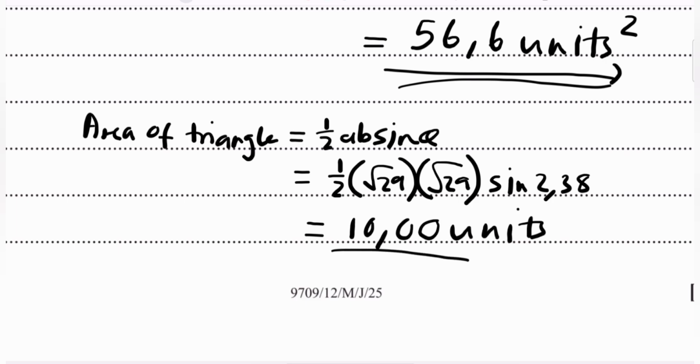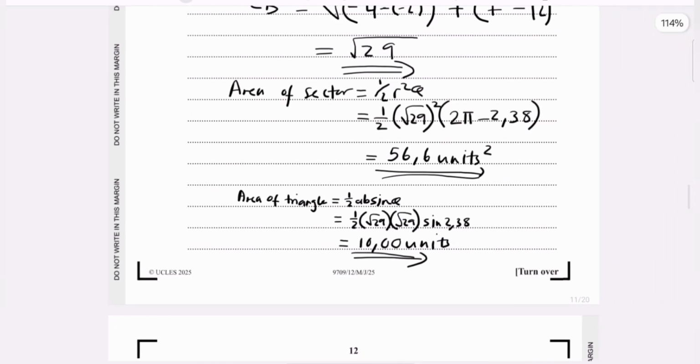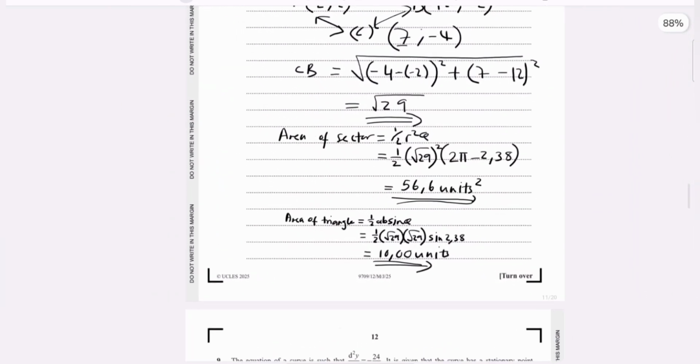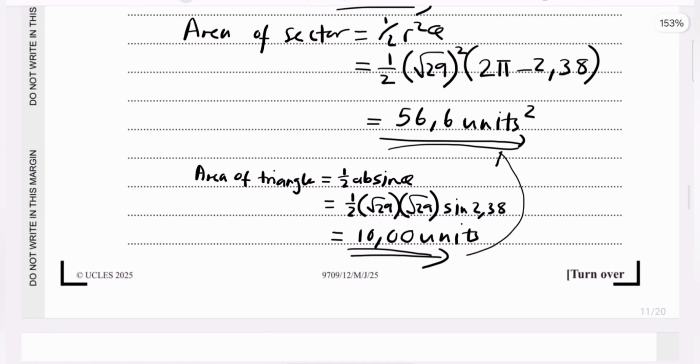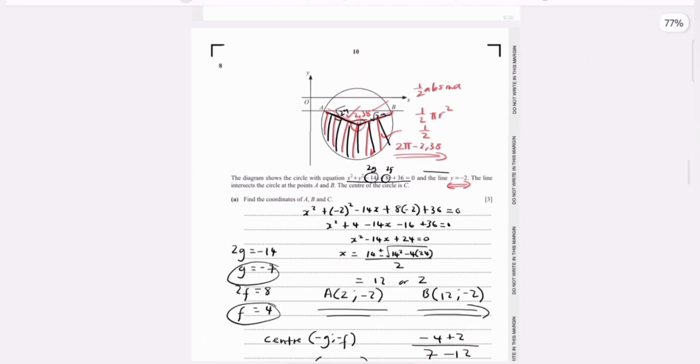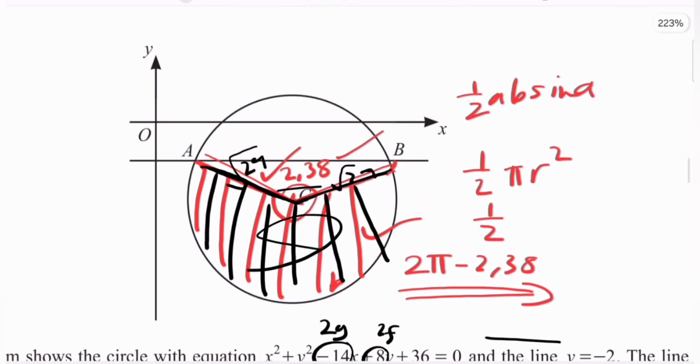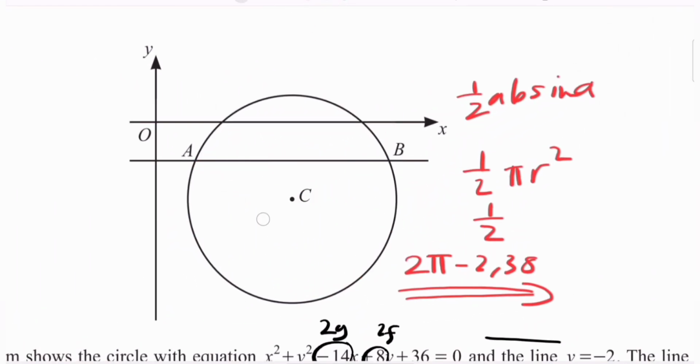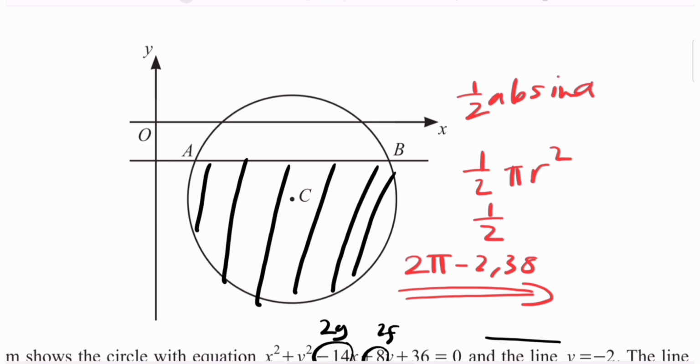square units, right? And so to get the area of the segment, we're just adding these two, and that will give us 66.6 square units as the area of the larger segment, which is this. We divided it into a triangle and a sector, right?